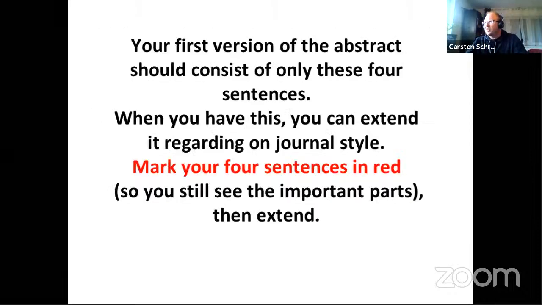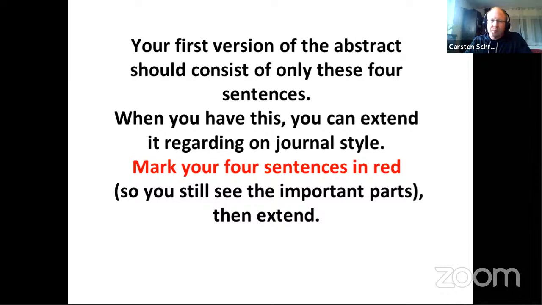So for your study, your paper, your report, the first version of the abstract should consist of only these 4 sentences. And once you have this, then you can read them, and it should read well. And if you read it to a colleague or friend or to us, it should be clear what is the story and why it's interesting and what we know new now.